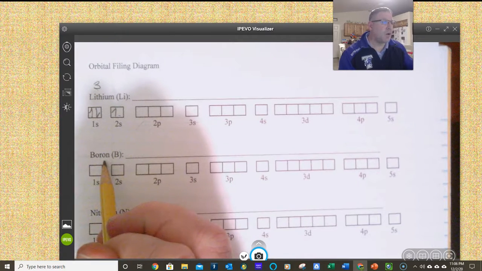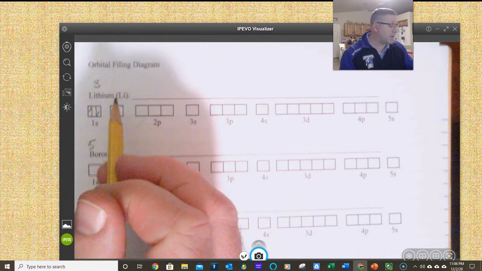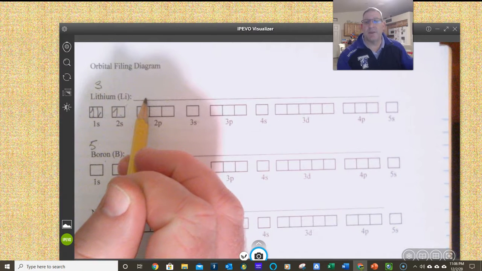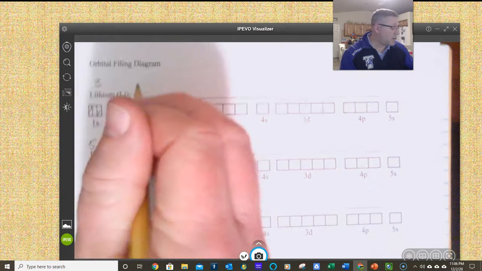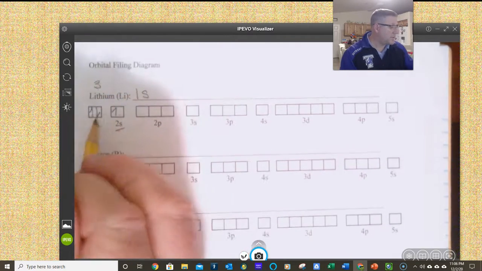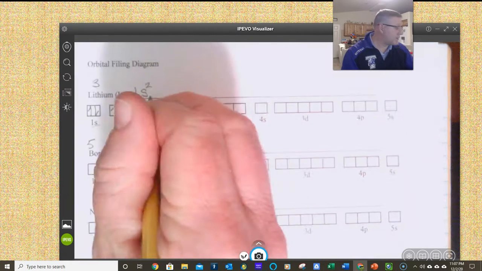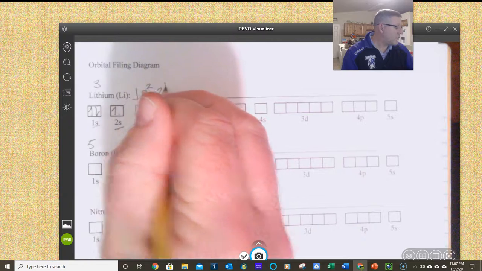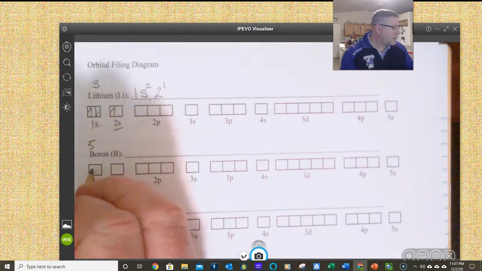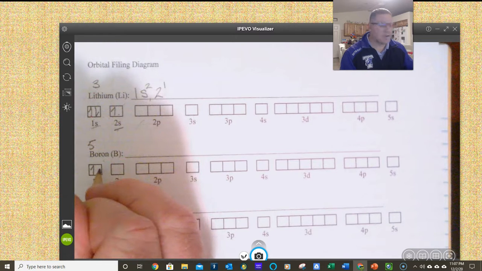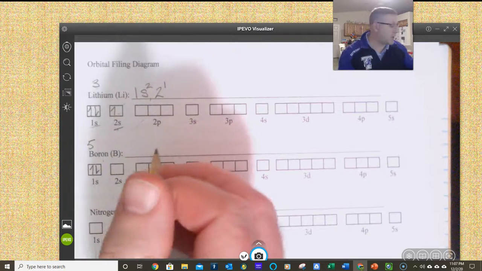Next element is boron. Boron is atomic number 5. And so, let's go ahead and do the electron configuration for boron. I'm just simply going to write down what I have here in front of me. I have a 1s with 2 electrons, followed by a 2s with 1 electron. And now to boron, I've got the first electron and the second electron must share the same orbital and spin the opposite direction.